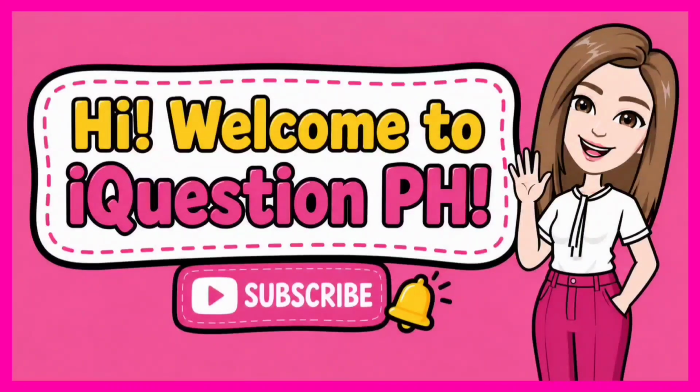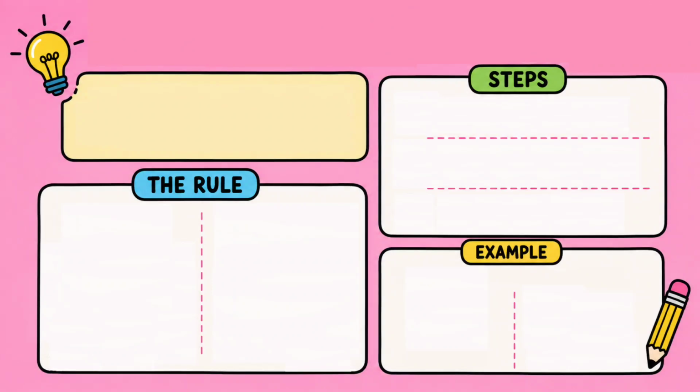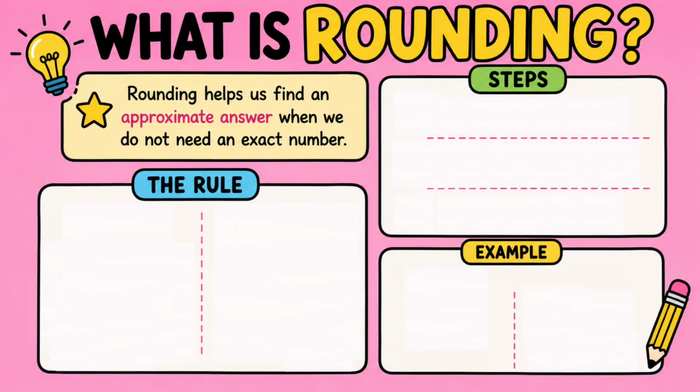Today's question is: how do we solve word problems by rounding numbers? Rounding helps us find an approximate answer when we do not need an exact number.